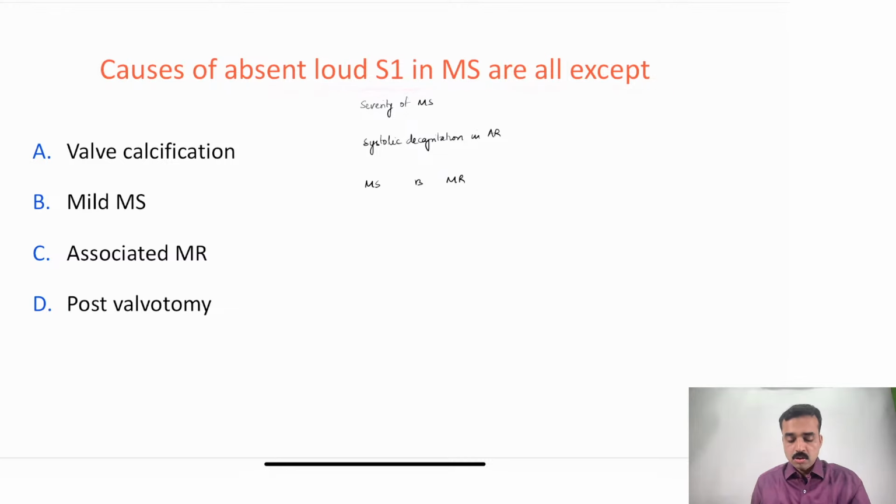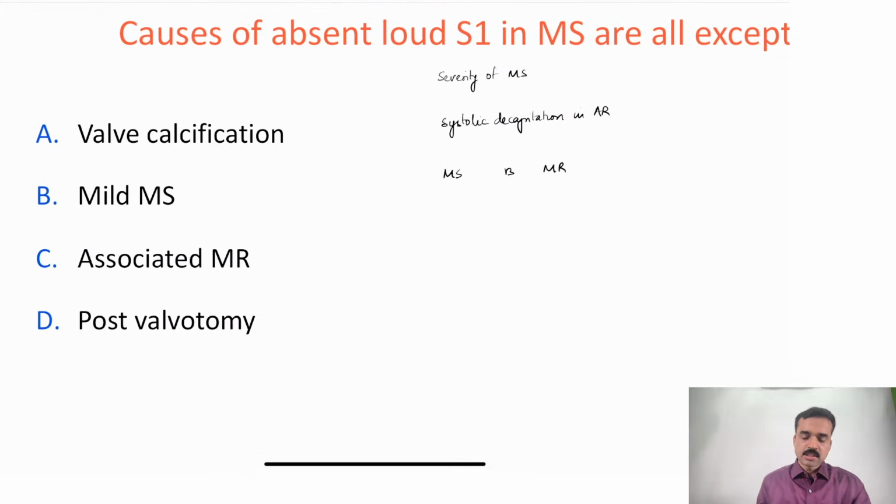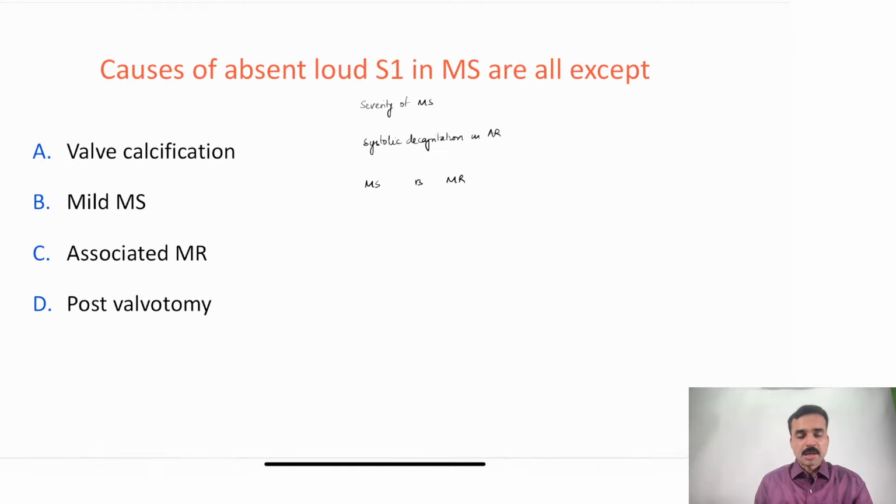The S1 is not loud except in which condition? In mitral stenosis, you expect a loud S1. But in case there is a certain condition where it's not loud, which of these would not be one of them? That means in which condition would the S1 continue to remain loud, whereas in the other three it will turn soft despite there being a severe MS. Severe mitral stenosis, definitely you expect a loud S1. Do you expect it in mild MS, or in valvular calcification if the mitral valve is calcified, an associated MR, or post valvotomy?